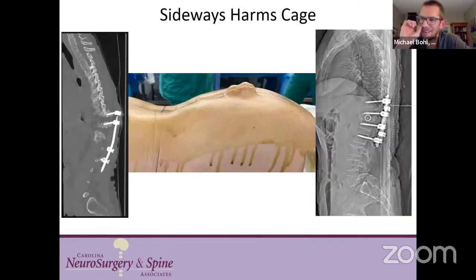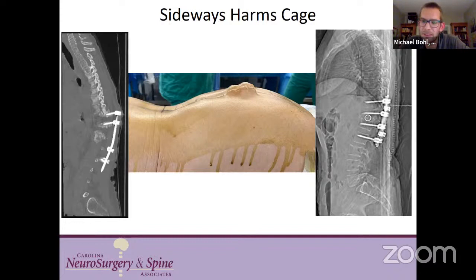And then just a quick comment on these sideways Harms cages. I'm certainly not the first person to do this, and I think there are probably plenty of folks out there who use this, but I do think this is a powerful technique. I think it provides excellent, very robust anterior column support. It provides a great fulcrum. You can fill that thing with as much structural or morselized autograft and allograft as you want.